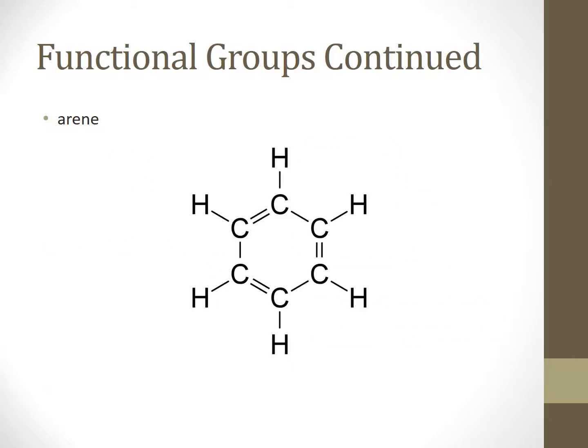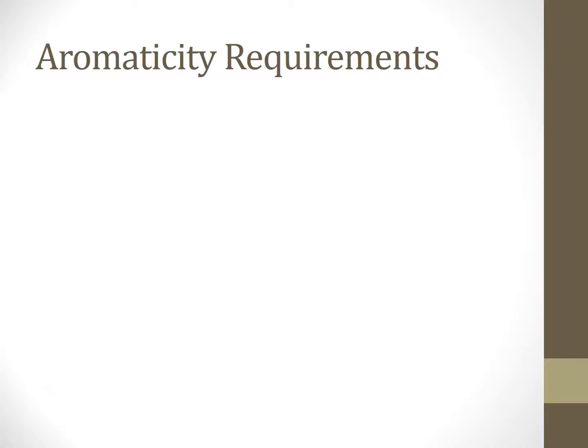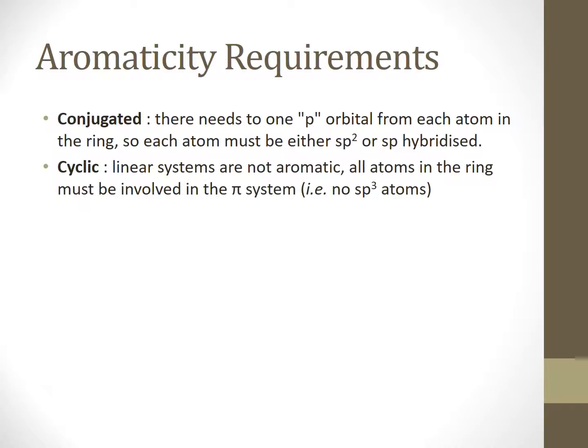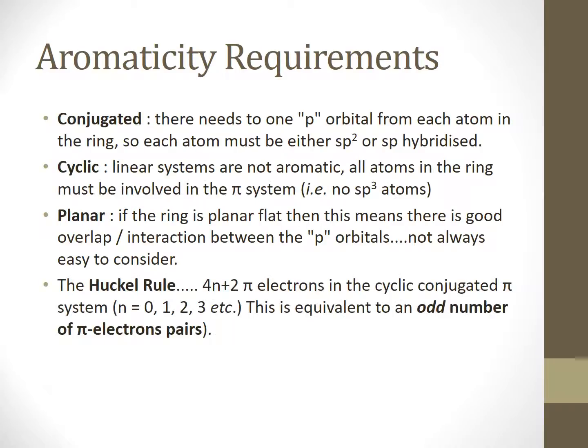All right, and the last functional group that we're going to take a look at, which is going to lead us into our next topic, is an arene. Now this arene is definitely probably one of the most common ones. It is benzene. So benzene is aromatic. Arene means aromatic compound. Now, the next topic I really want to cover is aromaticity and the requirements for that. So there's 4 different aromatic requirements.